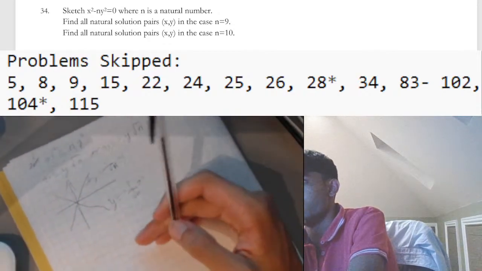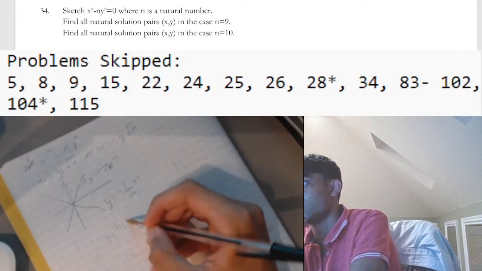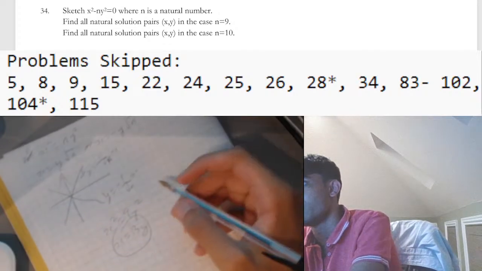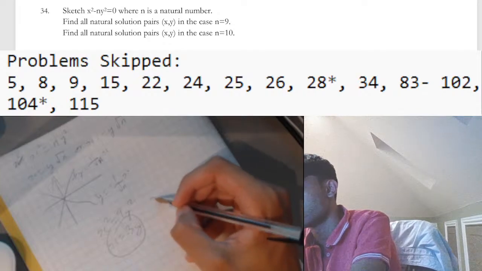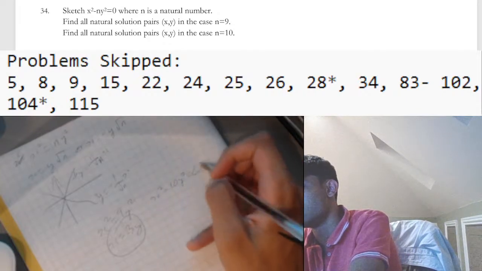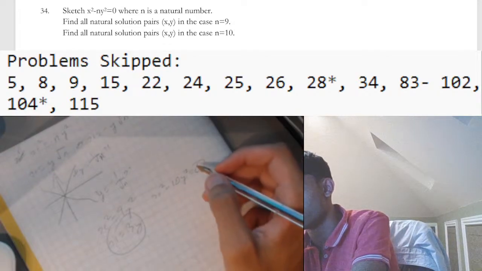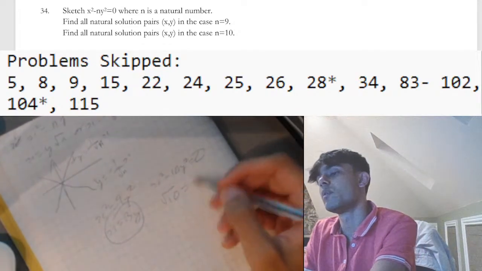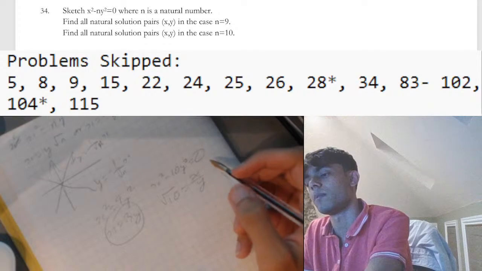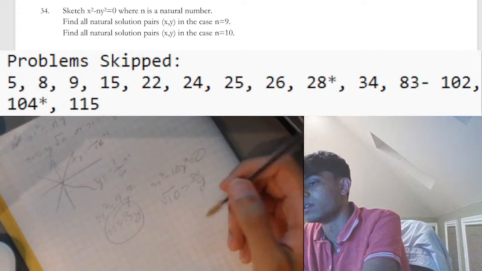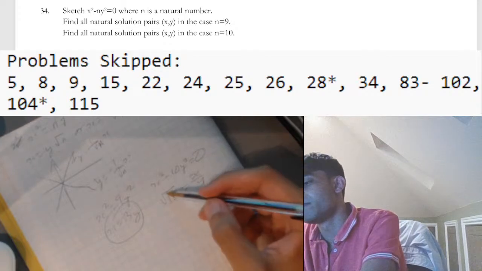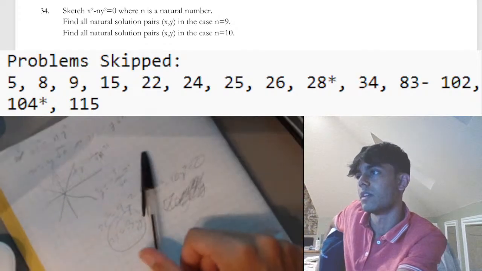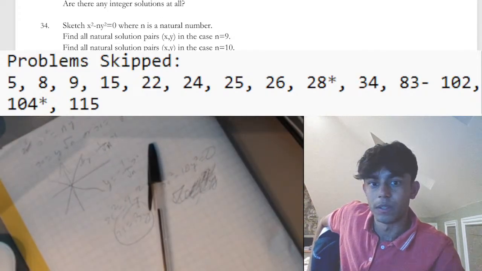Find all natural number solutions when n is 9. So x squared is 9y squared, so x is 3y because it can't be negative. And if it's 10, then x squared minus 10y squared is 0. So root 10 is irrational, so there are no solutions, because if there was a solution, then root 10 would be x over y, which is not true because root 10 is irrational. You can compare v2, or v5, or any prime, and then it just doesn't work. Okay, so we did 34.